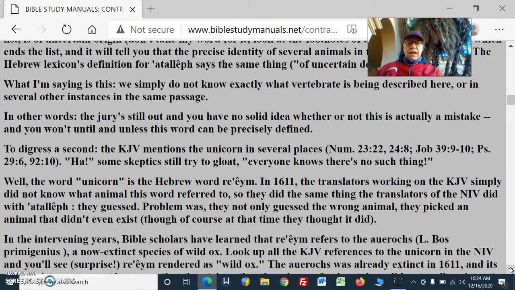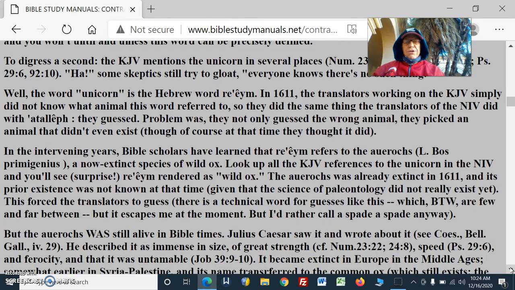The problem was that they not only guessed the wrong animal, they picked an animal that didn't even exist. Though, of course, they thought unicorns existed then. At that time, they thought it did. Well, that's the problem. That's why you check different versions. In the intervening years, Bible scholars have learned that ram refers to the aurochs, which is a now extinct species of wild ox.